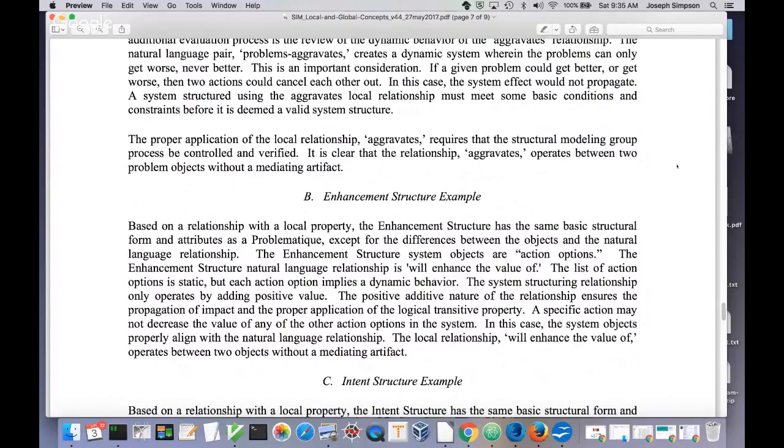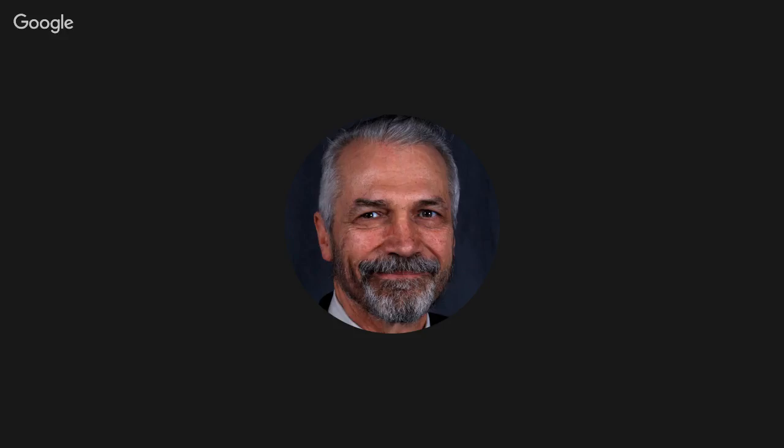Okay, I can see that I think you have page 7 up now. And I'm moving on. That's correct. Yeah, moving on down the page to the enhancement structure.